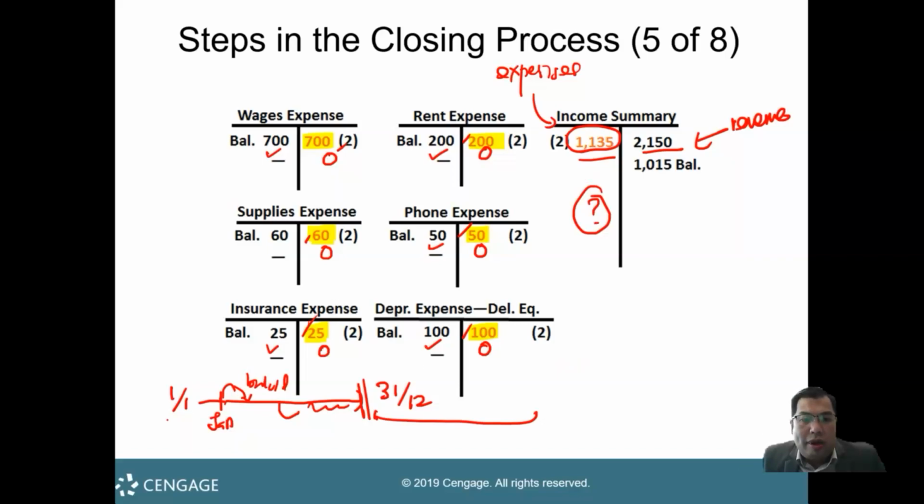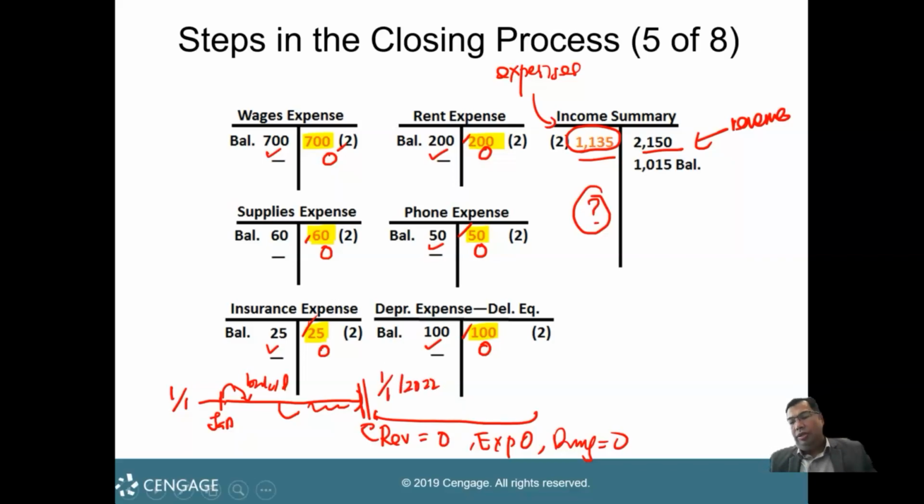So we're not going to prepare an income statement for 10 years. We're going to prepare an income statement for only 1 year. So our revenue will be zero here, our expense will also be zero, and our drawing will also be zero when we start our account on 1st January 2022. So that is the idea. Every year we are going to start fresh, so that's why we need to close these revenue, expense, and drawings accounts.